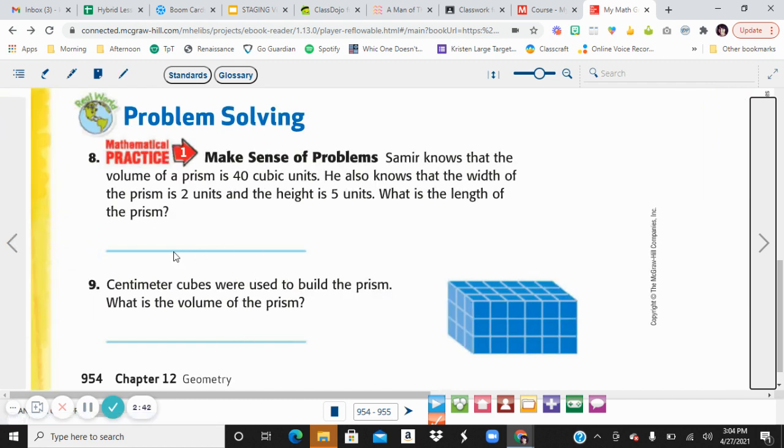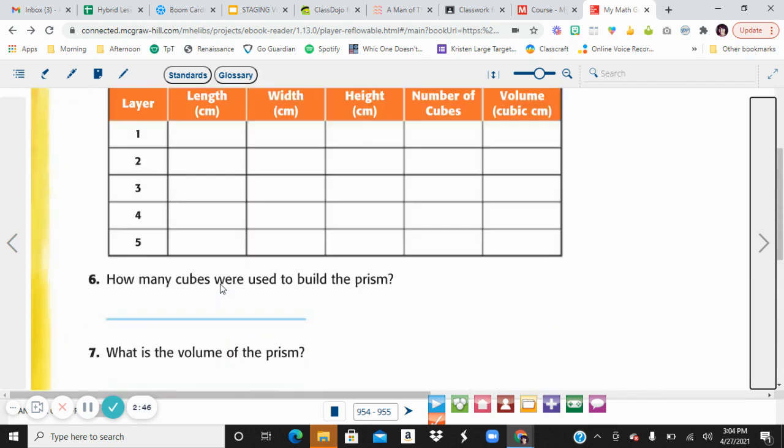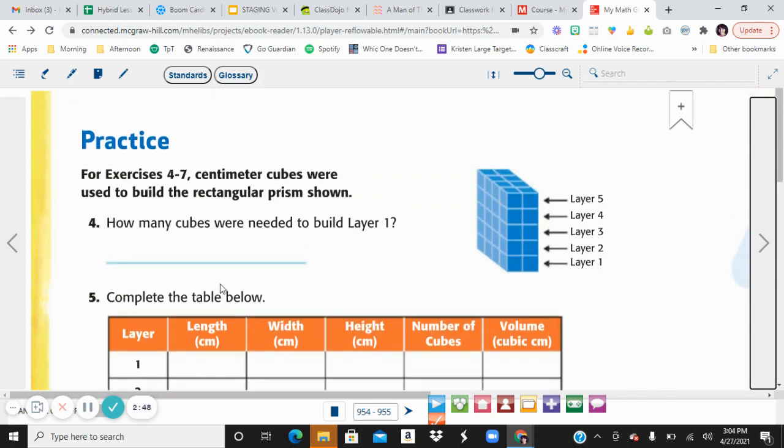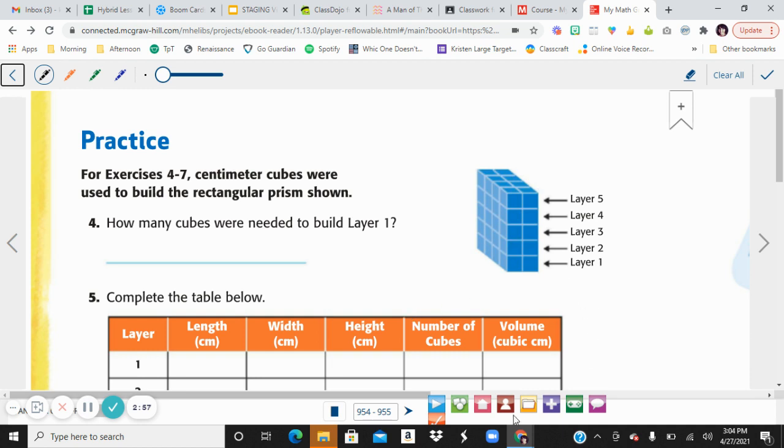Is that the right page? 954. Now let's go. There's number 4. For exercises 4 through 7, it says centimeter cubes were used to build the rectangular prism shown. How many cubes are in layer 1? So layer 1 has 1, 2 cubes by 1, 2, 3, 4. So how many are on that bottom layer? It's 8. 8 cubes on the bottom layer.